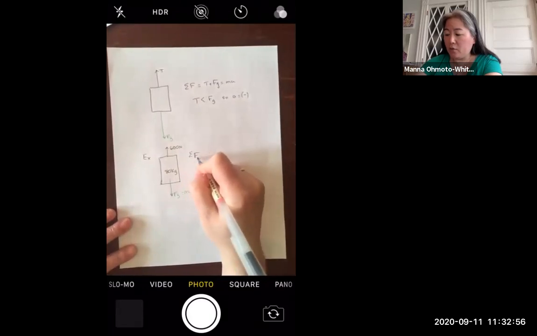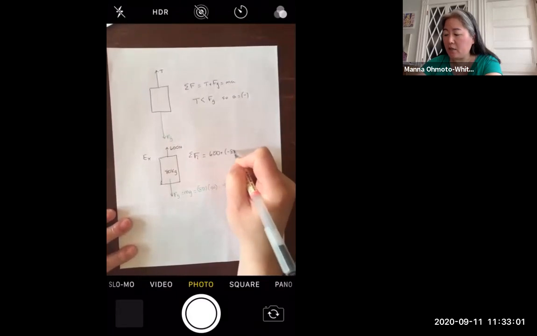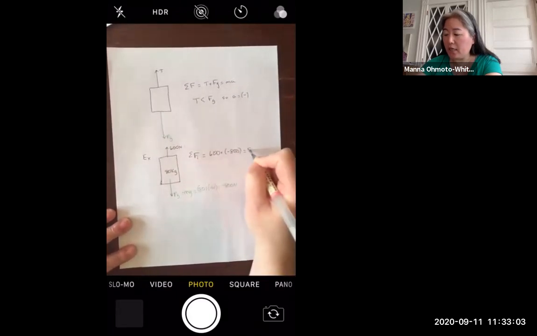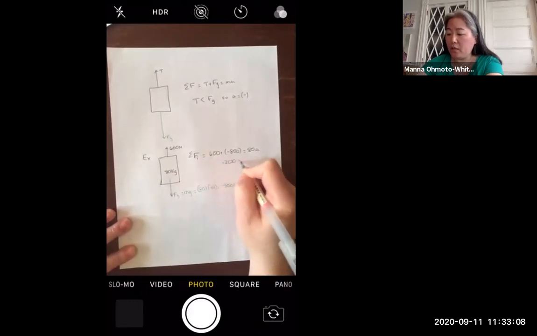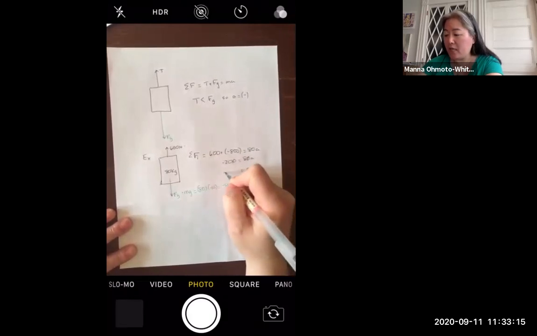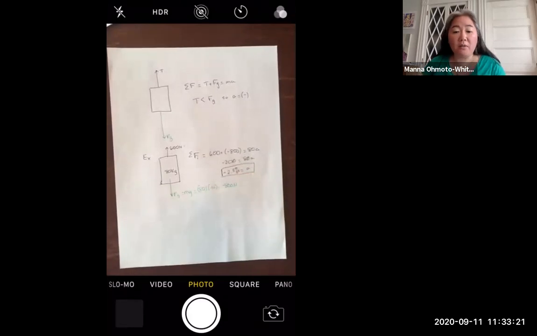Sum of my individual forces will be equal to 600 plus negative 800 is equal to 80a. Or negative 200 is equal to 80a. A is equal to, cross these out, negative 20 over 8, or negative 2.5 meters per second squared. So either I'm going to be falling down and speeding up, or I'm going to be slowing down. Either way, what's happening is that my tension is not winning out.